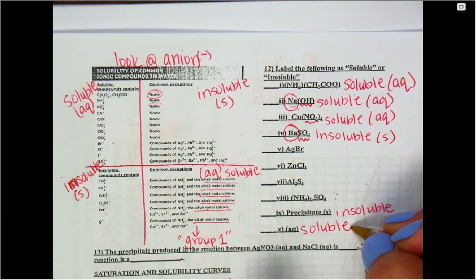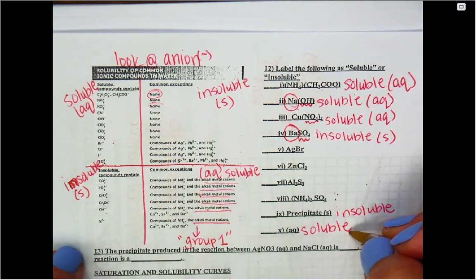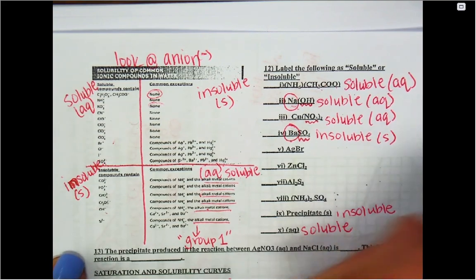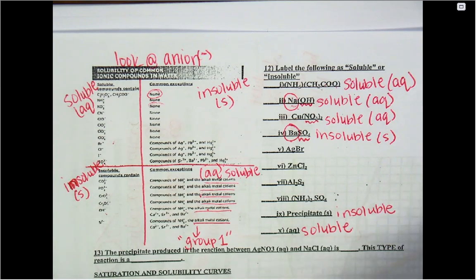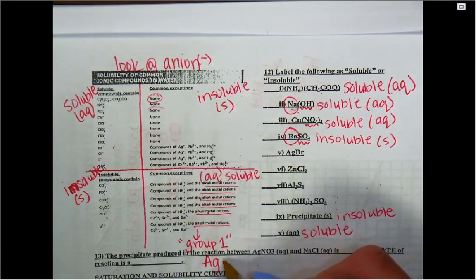Okay. So question 13 was straight from your lab. All right. So I'm not going to ask you to write this out on a test. But I am going to present you with a reaction and ask you to tell me what is the precipitate, what type of reaction it is. So we're going to go ahead and set ourselves up for that kind of question.